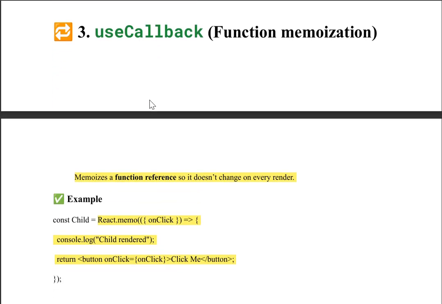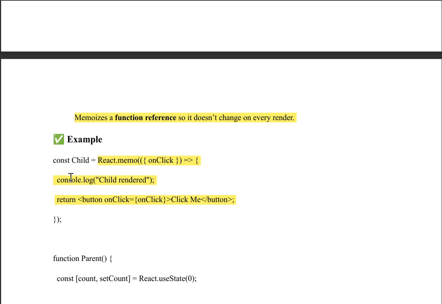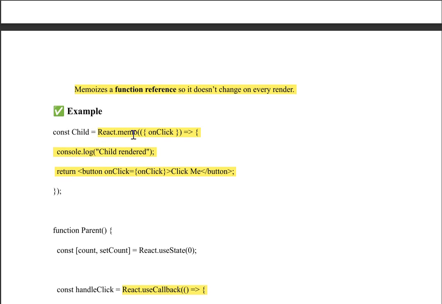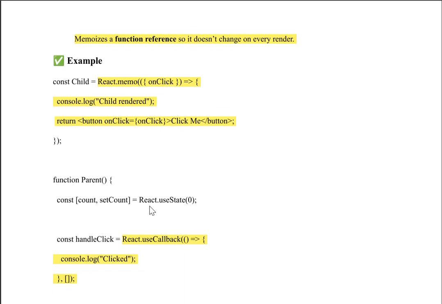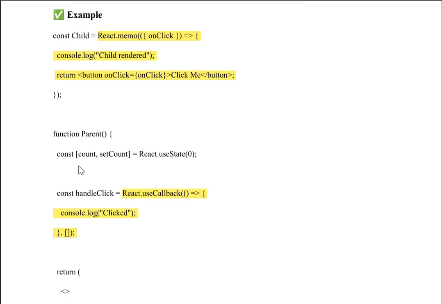Okay, next one is useCallback. It is used for memoizing the function reference. If we check the example, see here we have used React.memo also. So Child is taking a prop called onClick, and inside the child component they are printing child rendered, and we have a button called click me. On clicking this button, we will call this function called onClick. So let's check where they have written the onClick. So this is the parent, we have count initialized to 0, and handleClick equal to useCallback of a function.